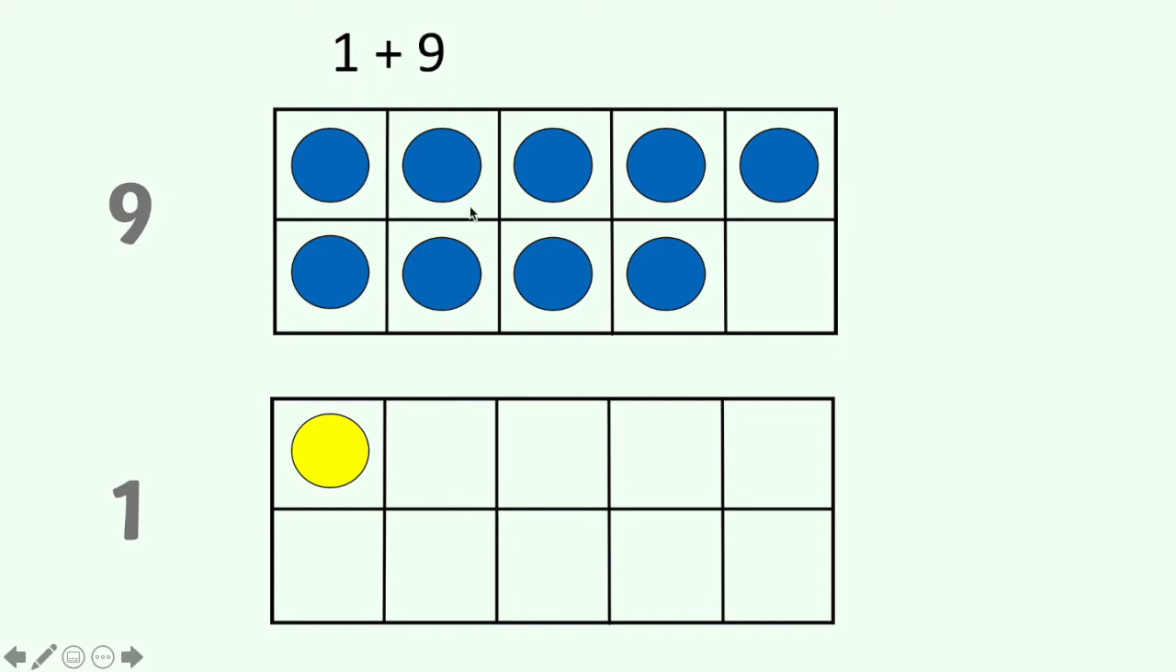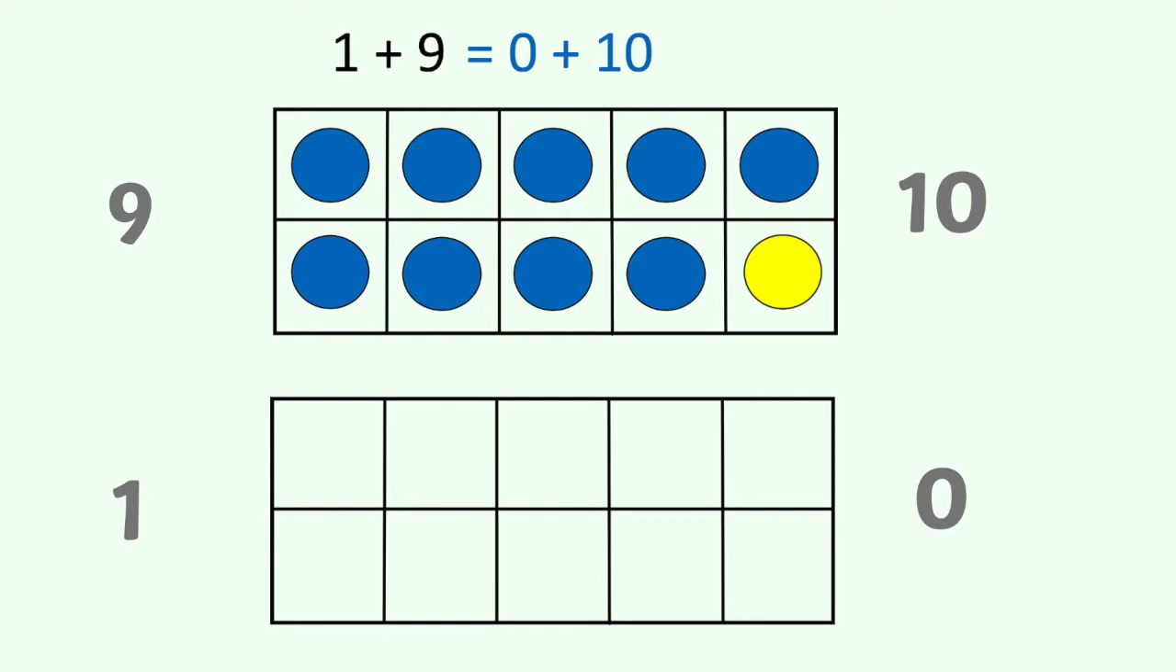1 add 9. So get your finger ready. We're going to move that one. Ooh, there we go. All the way up. And now we've got 10 add 0. So 1 and 9 is the same as 10 and 0, which obviously is just the same as 10. So 1 add 9 equals 10. Let's have a look at the next one.